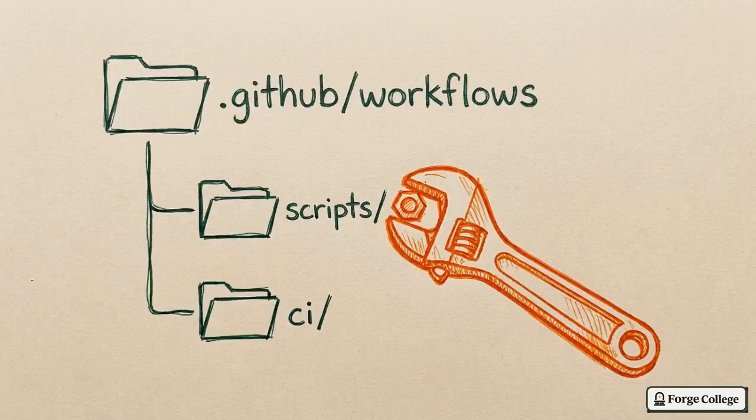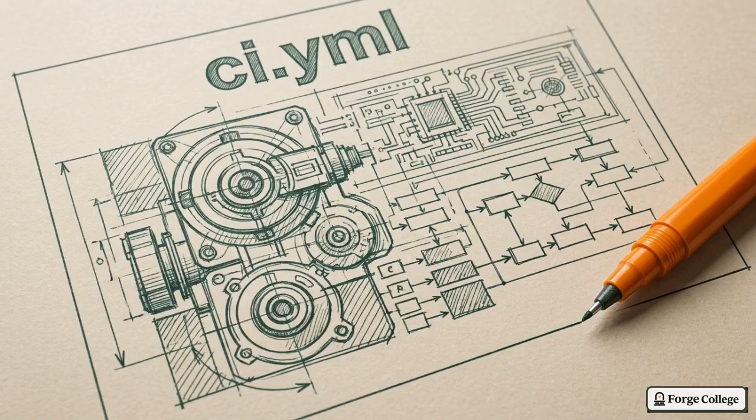Let's start with the directory structure. Create 3 folders in your root: .github/workflows for pipeline logic, scripts for execution commands, and CI for configurations. Inside that workflows folder, create a file named ci.yaml. This is the master blueprint that triggers your test suites on every push and pull request.